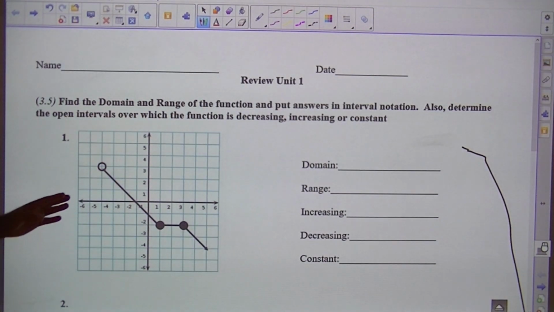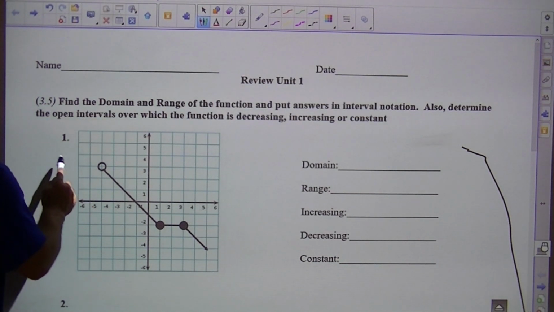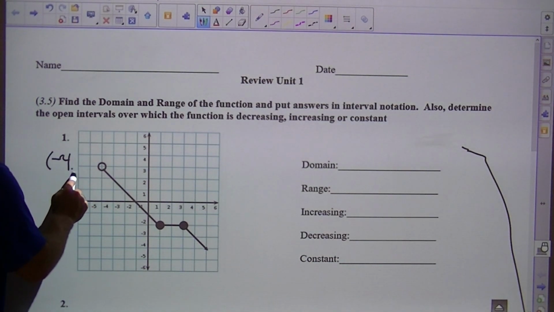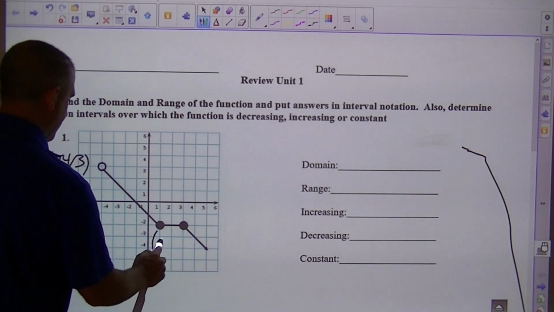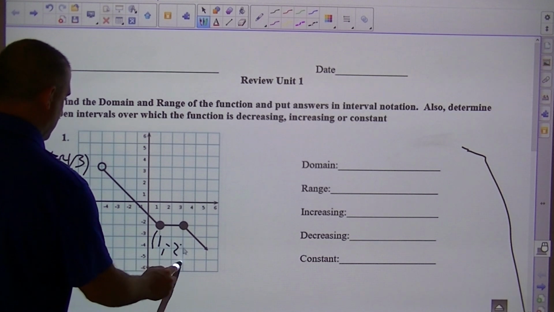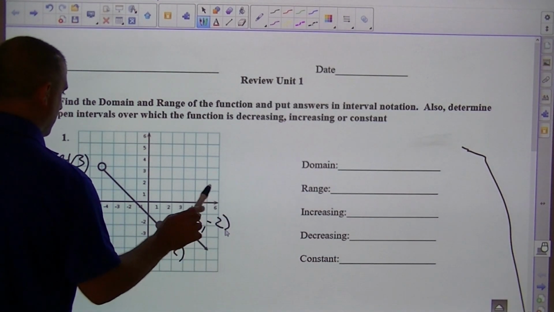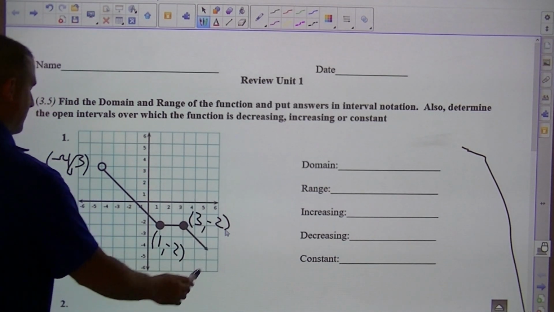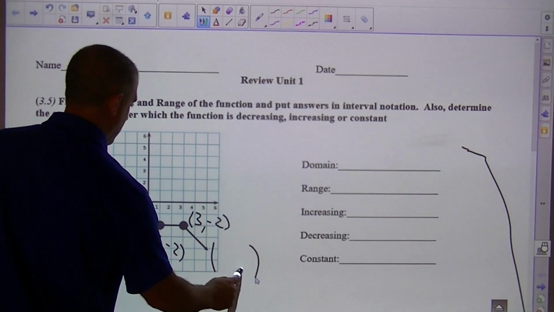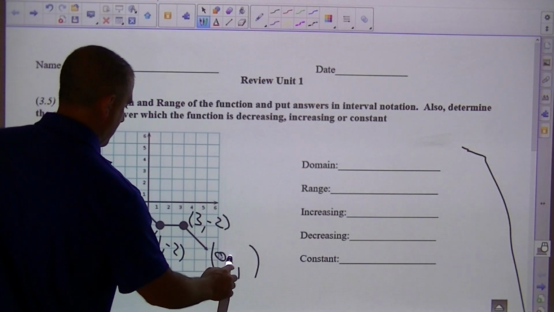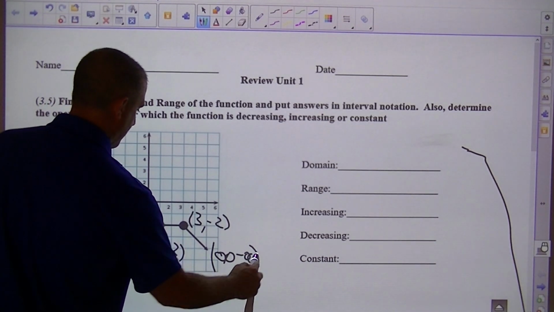So when you find domain, range, increasing, decreasing, constant, what you want to do is label these points. So that's going to be -4, 3. Okay. That's going to be 1, -2. Okay, that's going to be 3, -2. And that's going to be, all right, this is going to be a point, it's going to be an arrow. Since it's the right arrow, all the way to the right, it's going to be infinity. And then since it's going down, it will be -infinity.